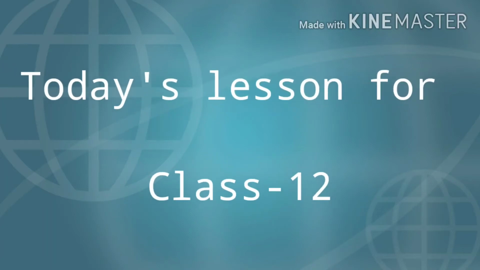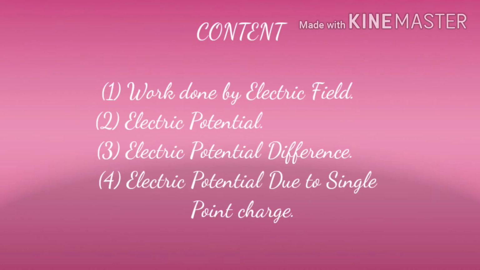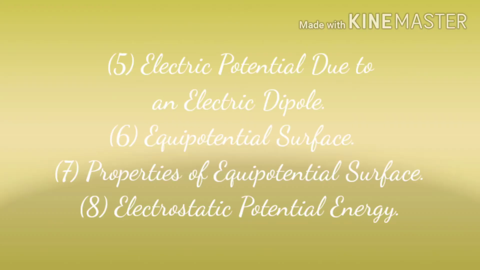In this series of basic physics, we will learn about electrostatic potential. In this part, we will learn work done by electric field, electric potential difference, electric potential due to single point charge, electric potential due to an electric dipole, equipotential surface, properties of equipotential surface, and electrostatic potential energy.